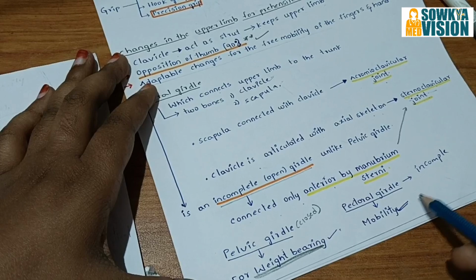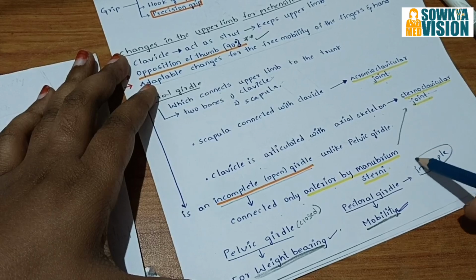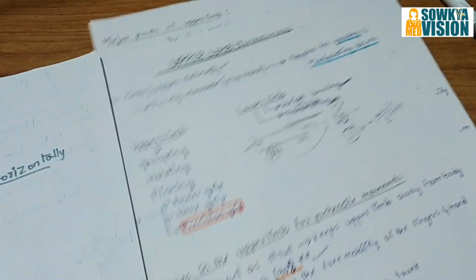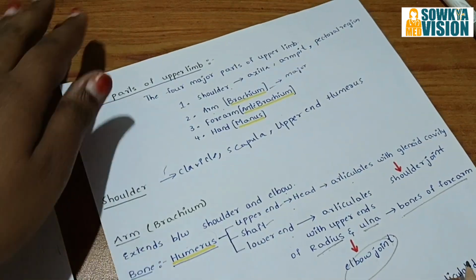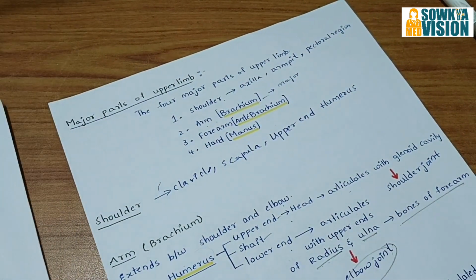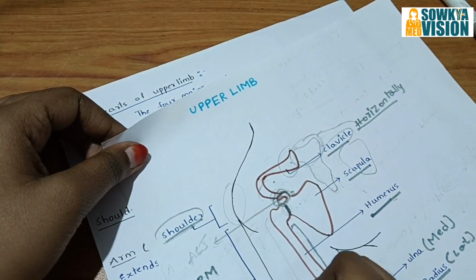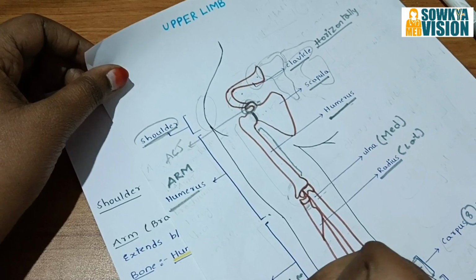Here, the pectoral girdle is adapted for mobility, which is an incomplete girdle. And next, what are the major parts of the upper limb? Let's see what are the major parts of the upper limb. The main parts are the shoulder, arm and the forearm.